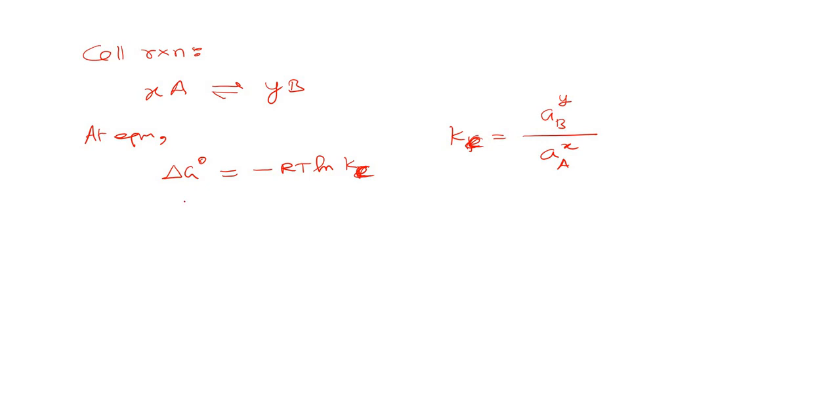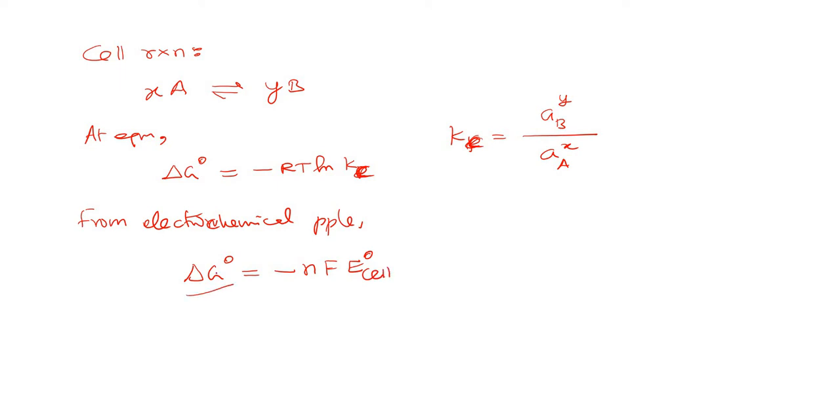Now we know very well from electrochemistry, from electrochemical principles, that delta G naught is nothing but minus nF E naught cell. Delta G naught for a cell reaction can be given as minus n, where n is the number of electrons transferred in the balanced cell reaction, and F is the Faraday constant. E naught cell is nothing but the standard cell potential.